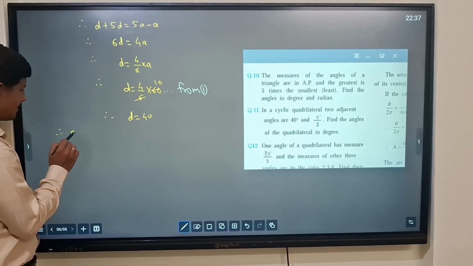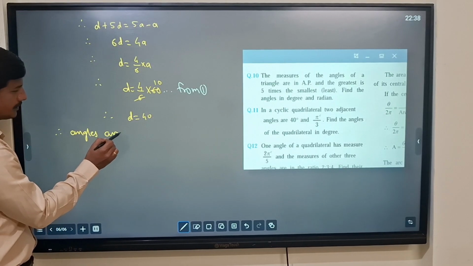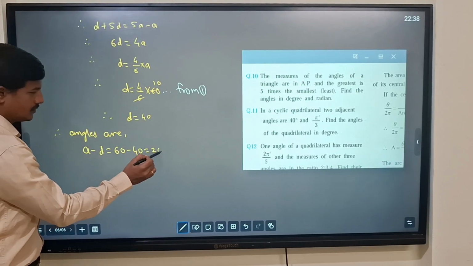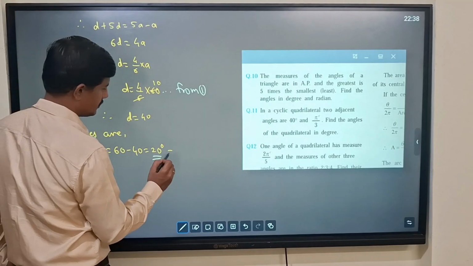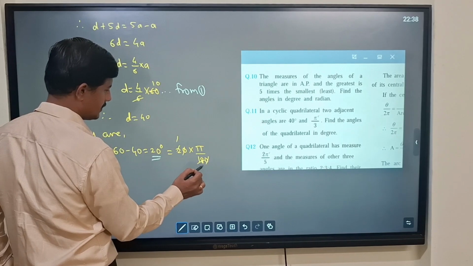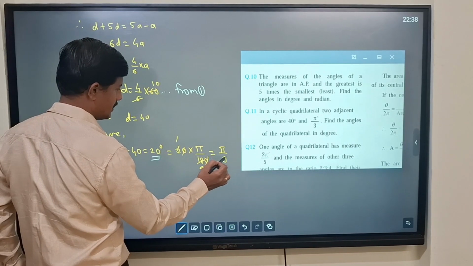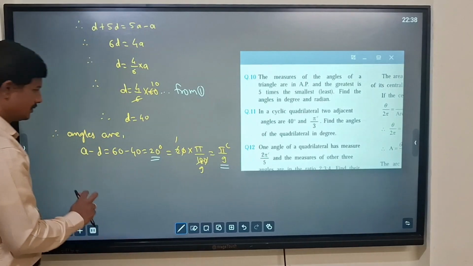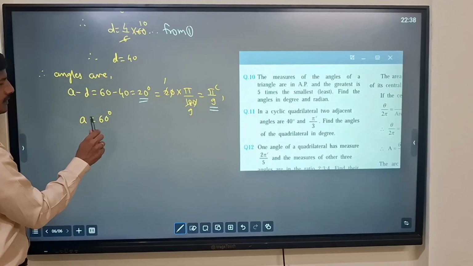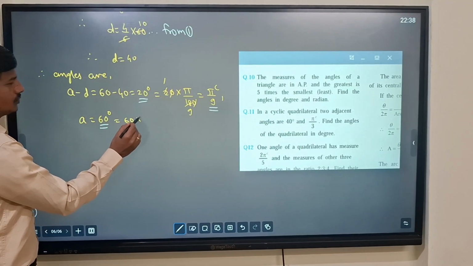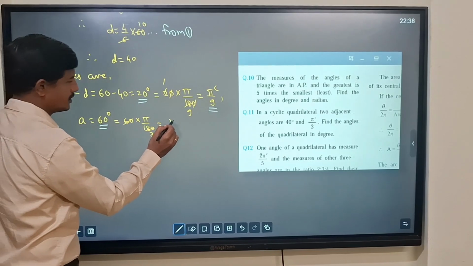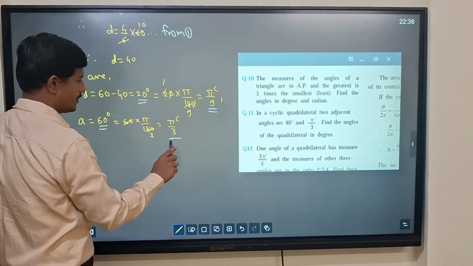Therefore, the angles are, first A minus D, A is 60 minus 40 is 20 degree, and in radian, 20 into pi by 180, 2 to cancel, 2 nines are 18, so this becomes pi by 9 radian. Okay, second angle is simply A, which is equal to 60 degree. In radian, 60 into pi by 180, 6 threes are 18, so this becomes pi by 3 radian.